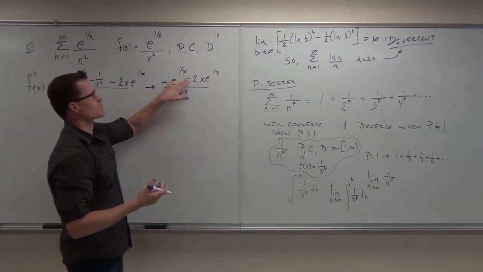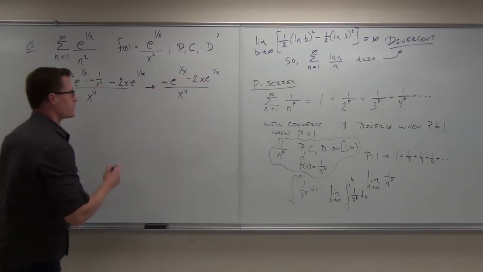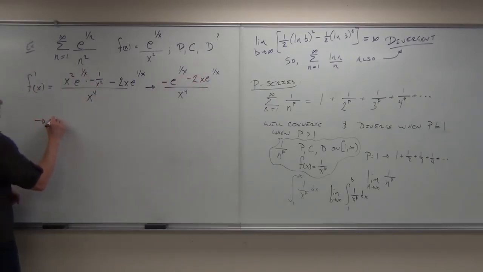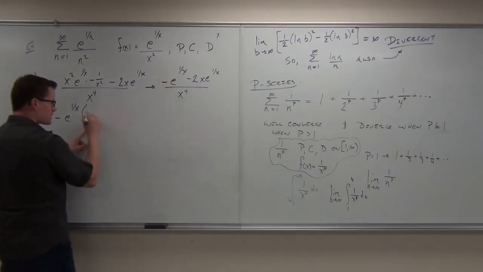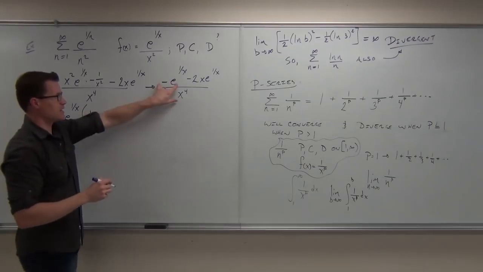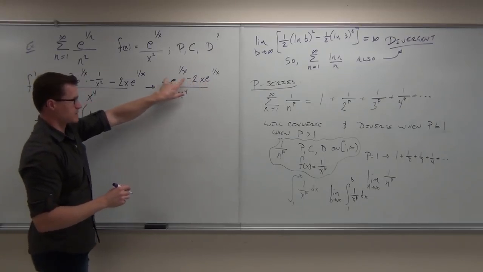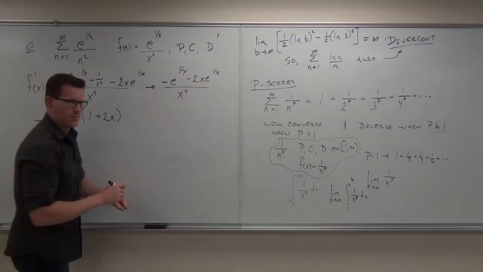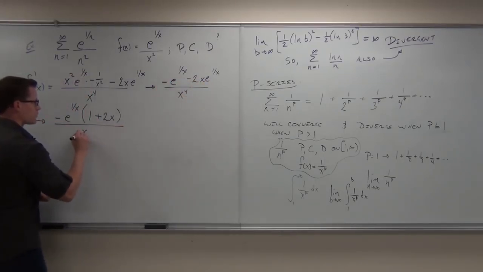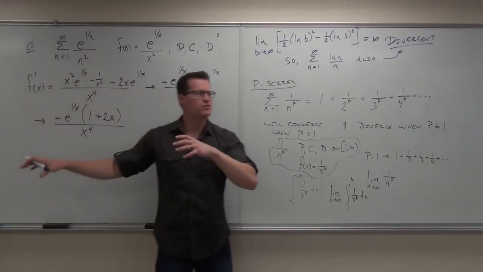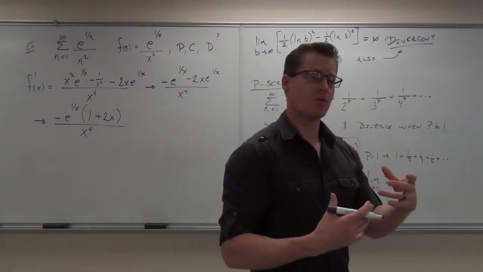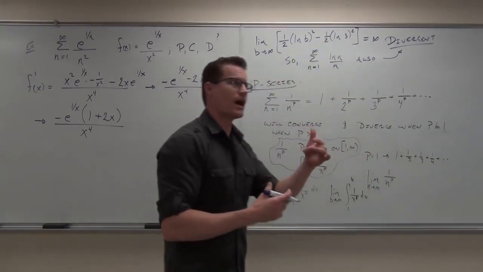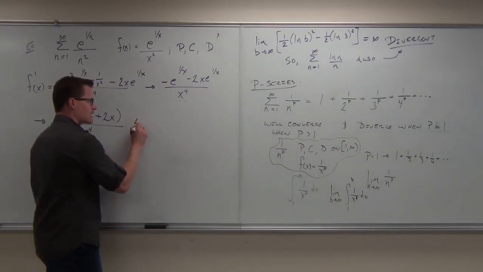Let's make this a little nicer. We're going to factor out negative e to the 1 over x. If I factor out negative e to the 1 over x, what we're left with is positive 1 plus 2x over x to the 4th. Can you verify that for me? Okay. Tell me what we just found. Derivatives show decreasing when they are negative. So what we got to ask is, is this thing negative?